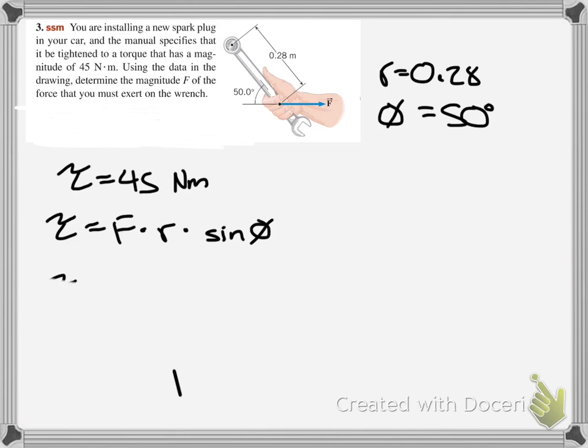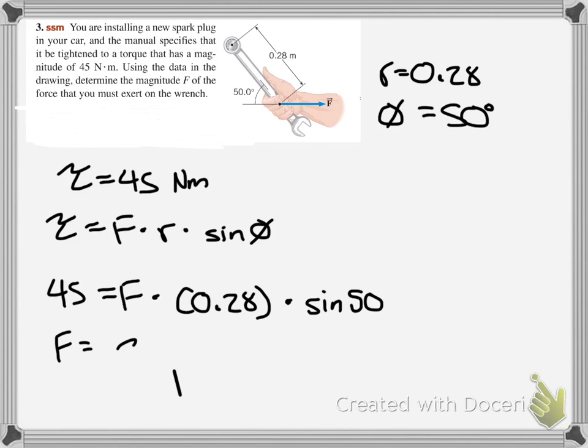Okay, sorry about that. I rewrote everything. It's 45 is equal to F times 0.28 times sine 50, which in the end gives you 209.8 newtons. Sorry about that again. Like I said before, I'm not that great with this app. Alright, let's move on.